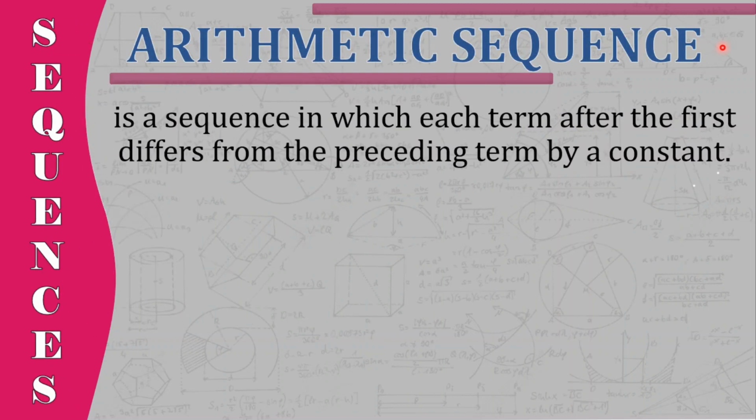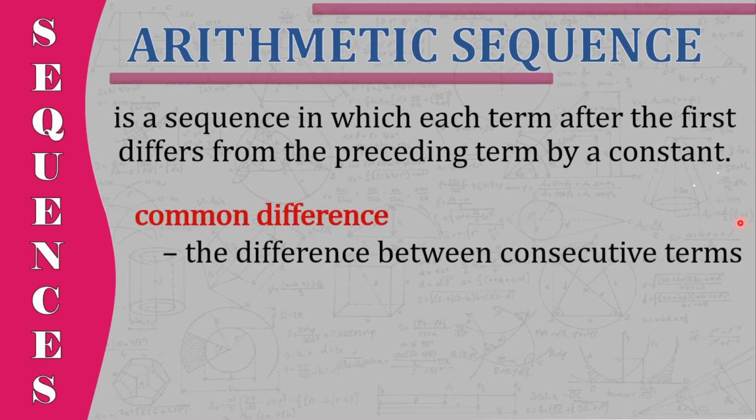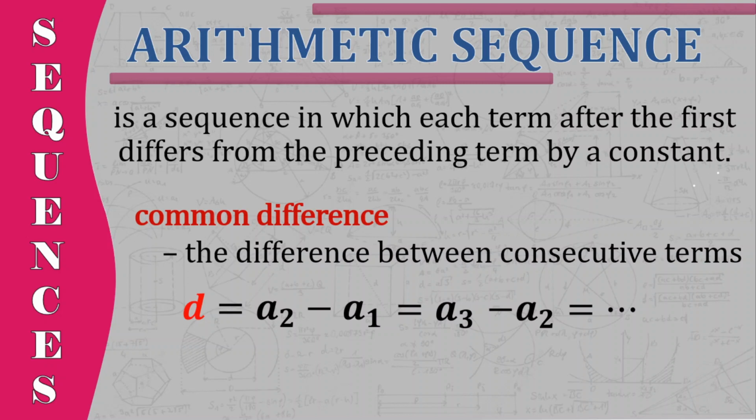Arithmetic sequence is a sequence in which each term after the first differs from the preceding term by a constant, and that constant is what we call the common difference. Common difference is denoted by small letter d. d equals a sub 2 minus a sub 1. Take note of this. A sub 2 minus a sub 1 is not equal to a sub 1 minus a sub 2. It should be the leading term minus the previous term. And to check the consistency of the common difference, we can also use a sub 3 minus a sub 2 and so on. Or in general, we have a sub n minus a sub n minus 1.